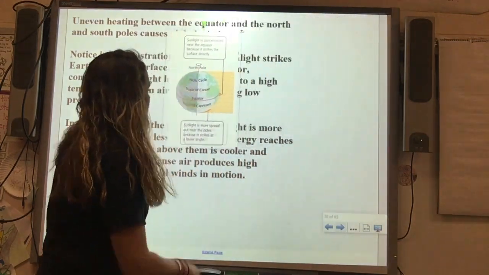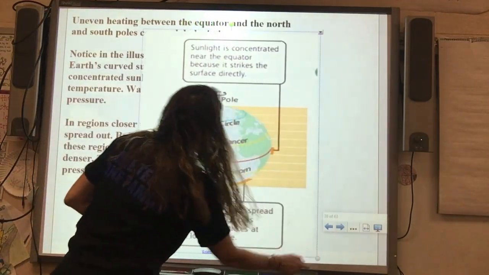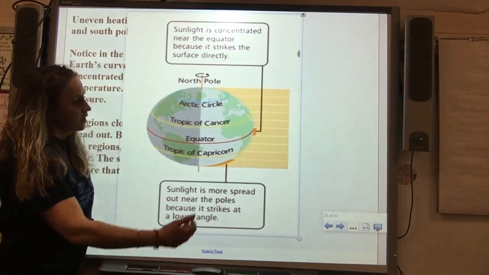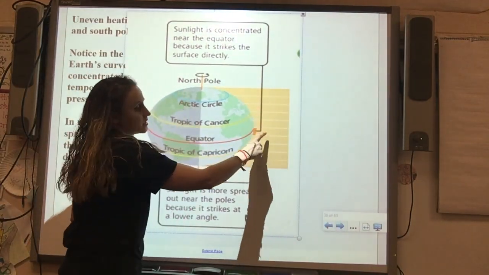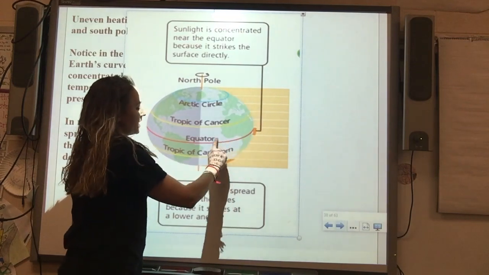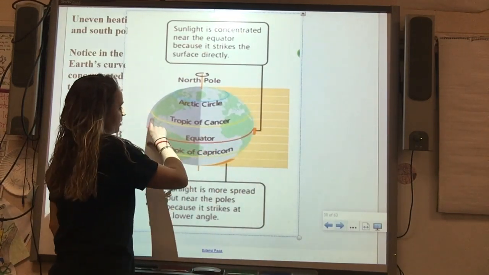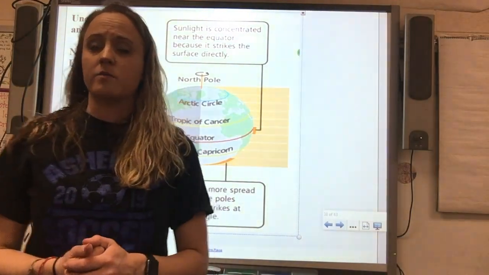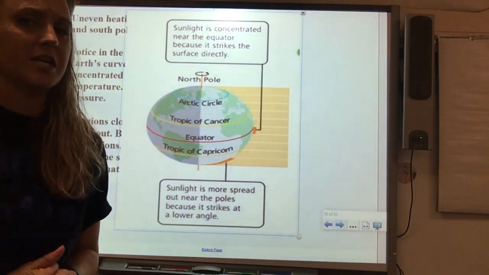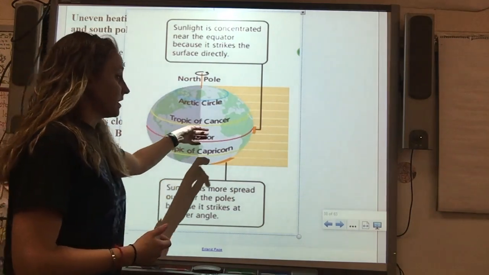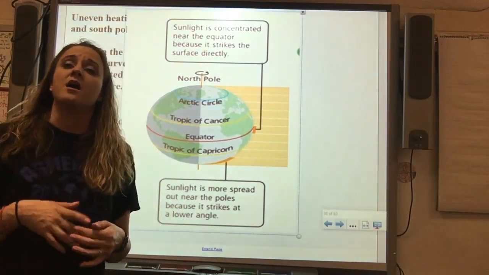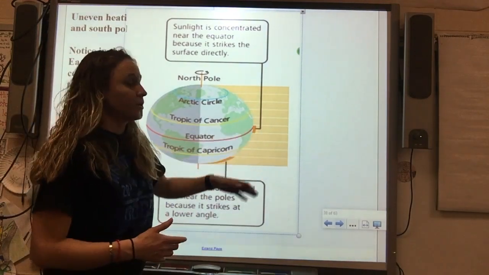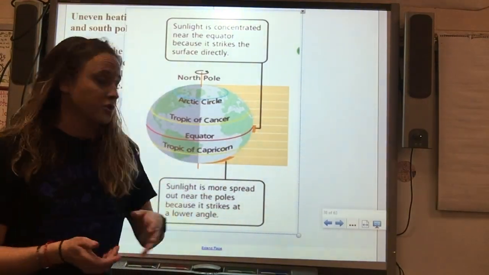global winds. So you see here a picture of the globe, okay? These are the rays of the sun. The sun's rays are directly hitting right here along the equator and in the tropics. So that's going to stay warm all year round. There's not going to be a whole lot of temperature change there, which also means there's not going to be a lot of heavy winds or strong winds near the equator because there's not a variance of temperature.